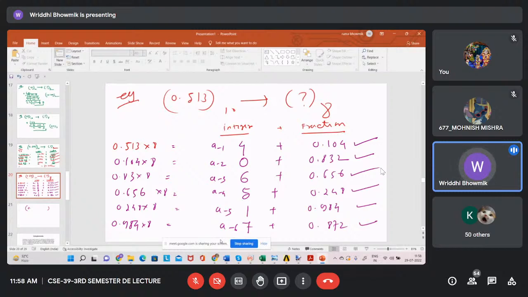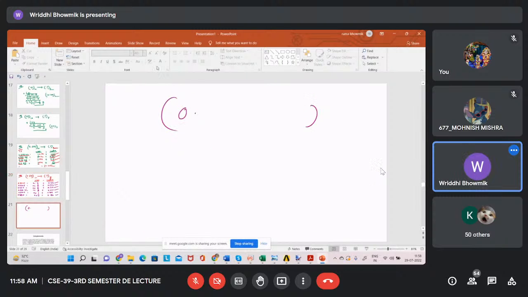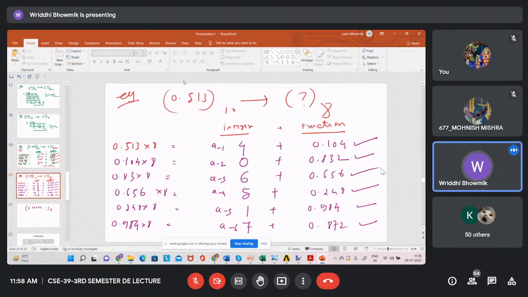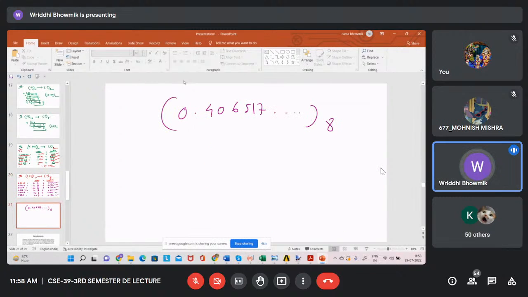So here we have done this process after 6 decimal or octal points right now. So right now it will be 406517 base 8. I will take only the integers. Okay, so this is another example, right?